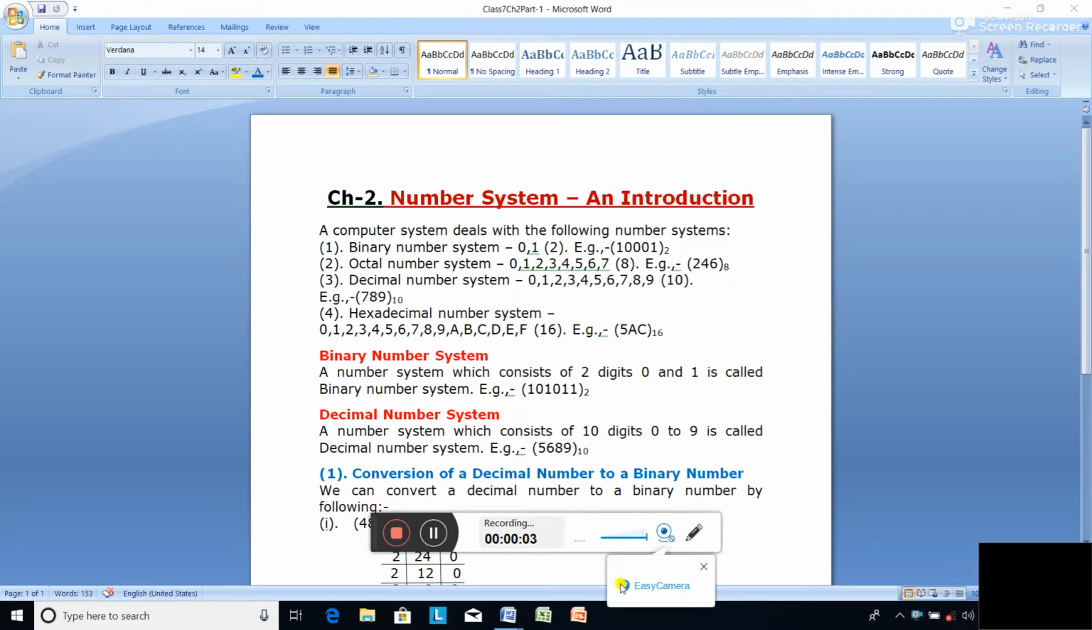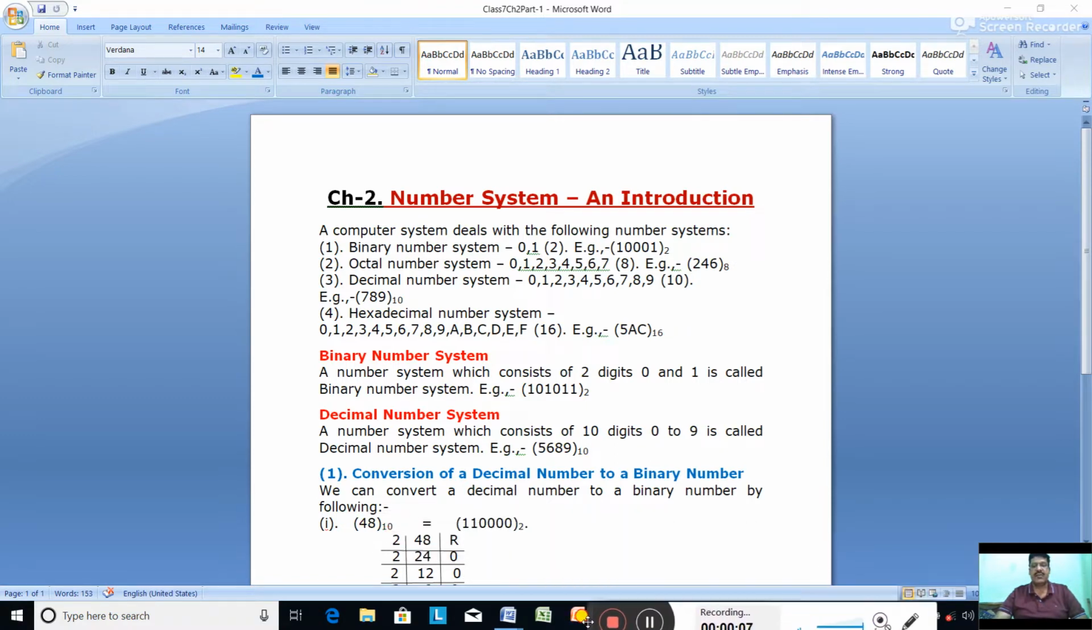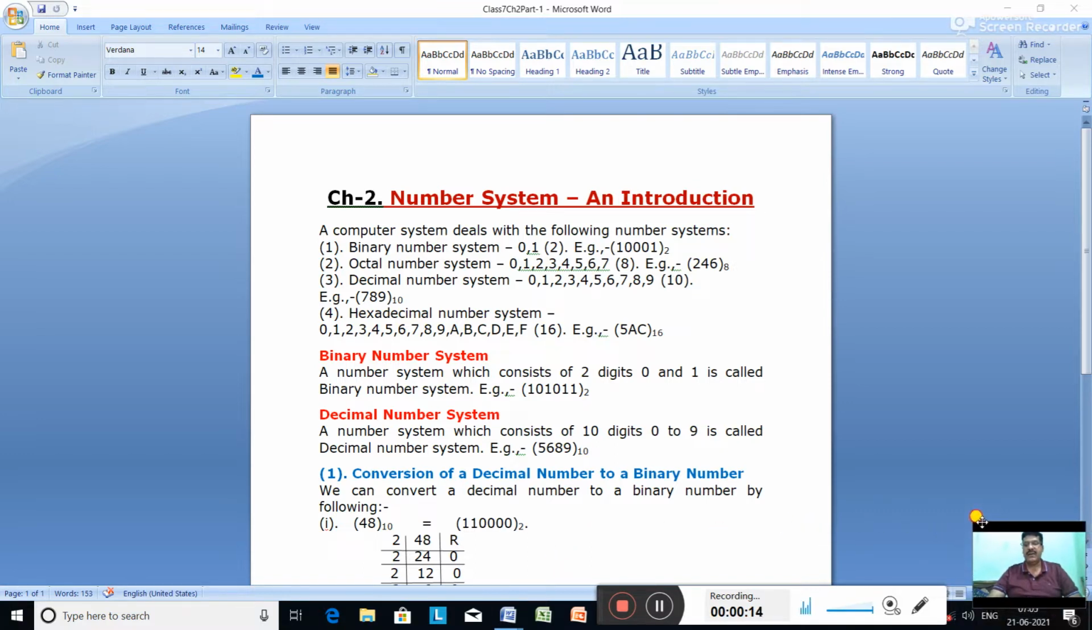Hello class 7. In today's class we are going to begin chapter 2, number system. In this chapter we are going to learn the different types of number system used.